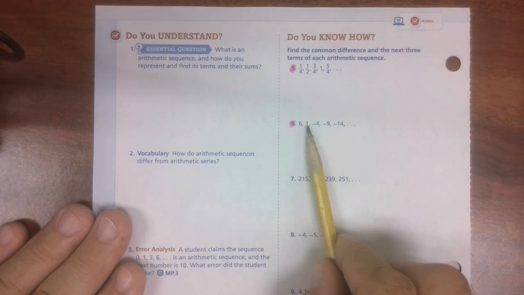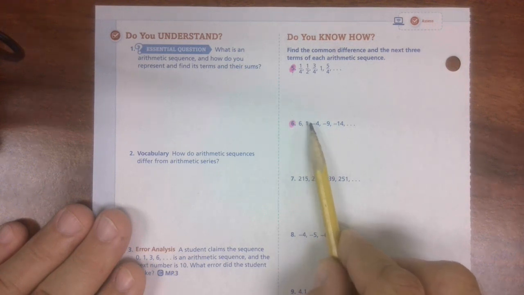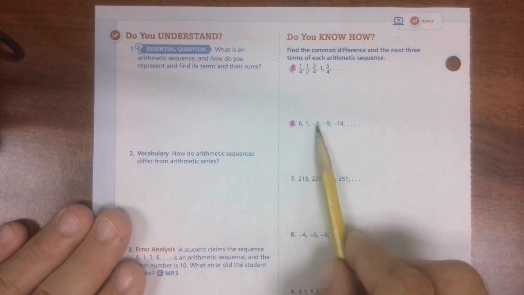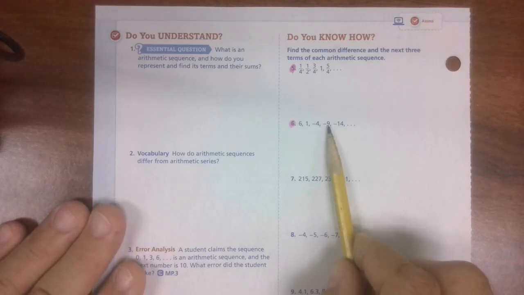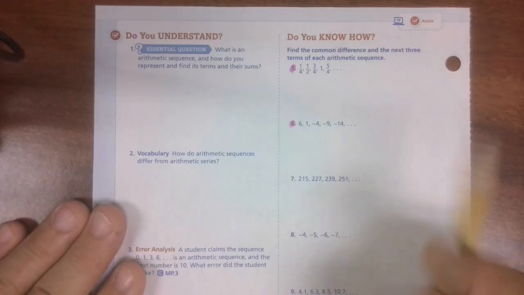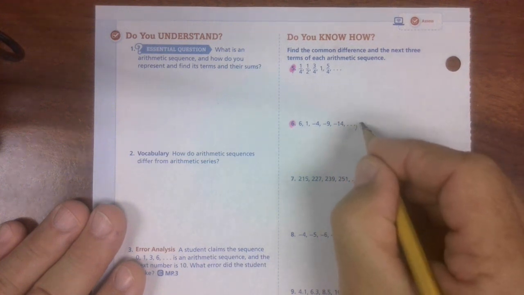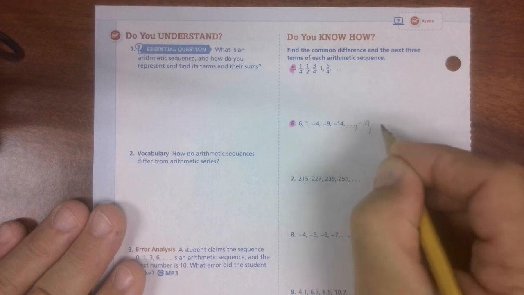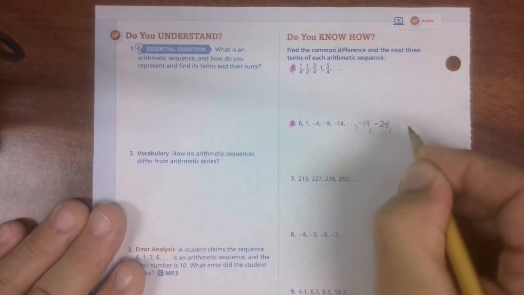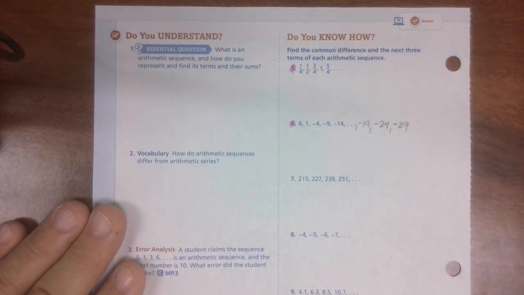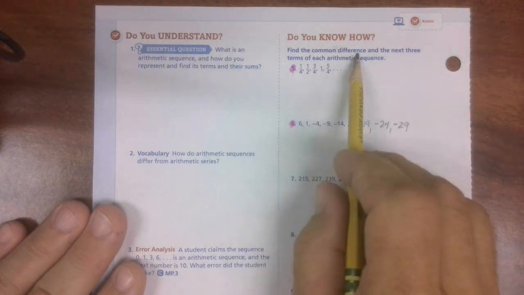Well, from 6 to 1, we'd subtract 5. From 1, if we thought of, hey, is that a pattern? Subtract 5 from 1, yep, -4. Subtract 5, yep, -9. Subtract 5, -14. What's the next? If we subtract 5 from -14, it'd be -19. Subtract 5, -24. Subtract 5, -29. So there's the next three terms, but the question is, what's the common difference?